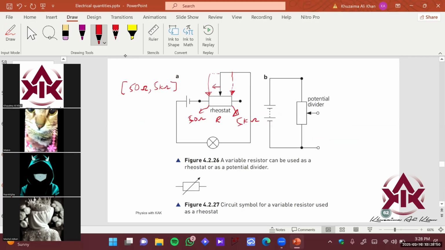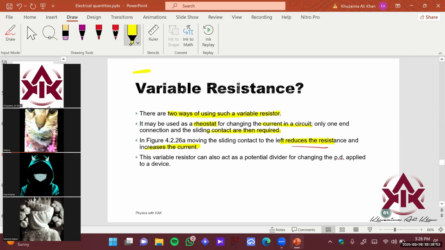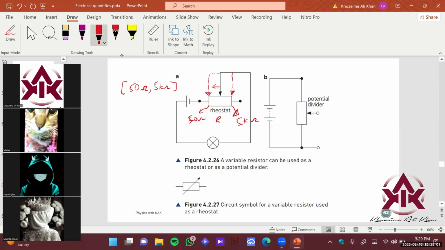And then we have a potential divider here. We can create a variable resistance, and can also use a potential divider to change the potential difference across the device, right? Again, what happens over here? We have a moving knob here, right? Depending upon the position of the knob, it changes the resistance. It's again 5 ohms here and 5 kilo ohm here, right? So it can also change the resistance, and we will see how it affects the potential difference here, right?